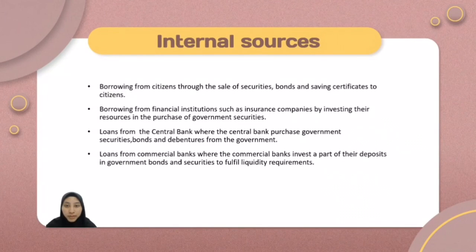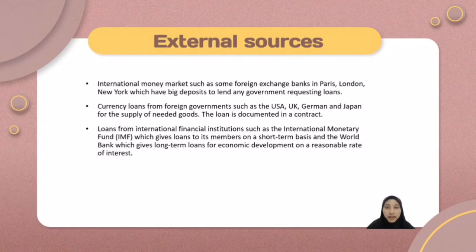fulfill liquidity requirements. Then, for external sources, international money markets such as some foreign exchange banks in Paris, London, New York, which have big deposits to lend to any government requesting loans. Currency loans from foreign governments such as the USA, UK, Germany, and Japan for the supply of needed goods. The loan is documented in a contract.